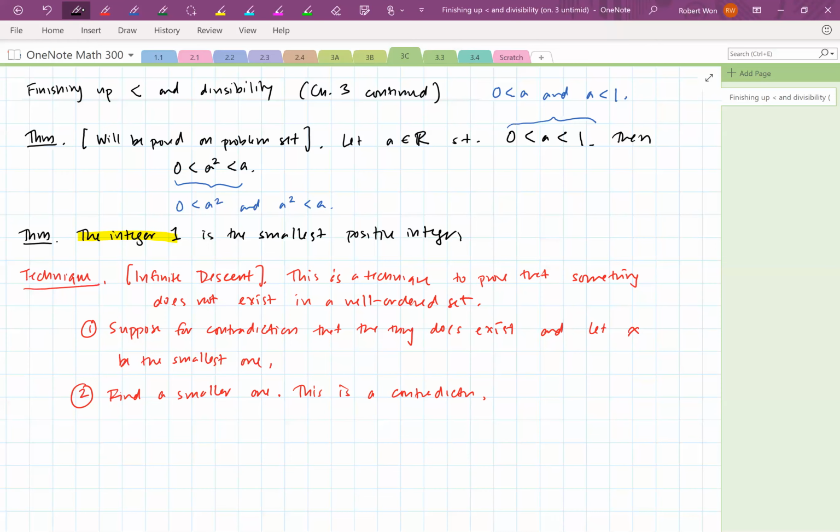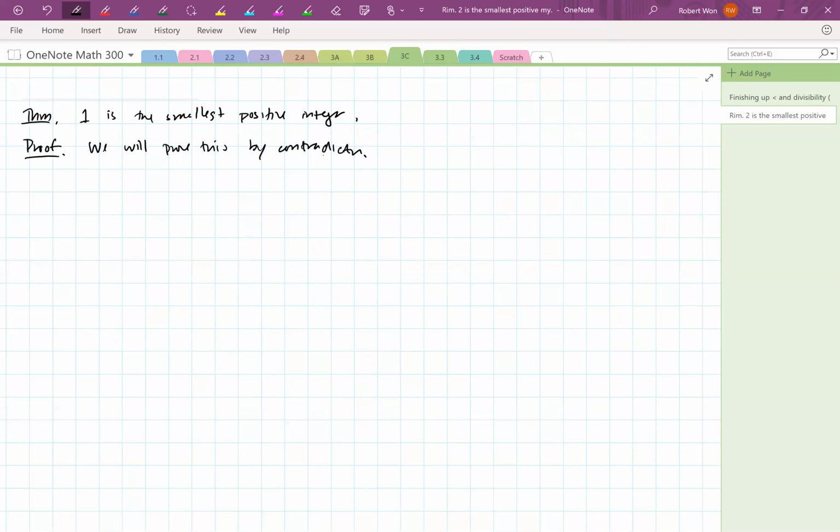Okay, so maybe just start this on a new page. So 1 is the smallest positive integer. Notice that here I'm being a little bit informal, but you have it written formally in your notes. So here's the proof. Infinite descent is a contradiction style proof. So suppose for contradiction, let's say we will prove this by contradiction. I want to do a little bit more setup first, but I'm just telling my reader that they should expect a contradiction proof. So how do I want to set this up?